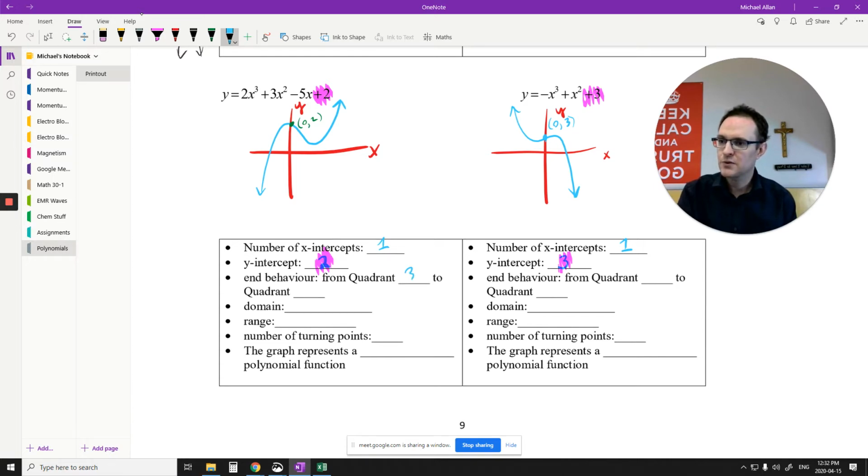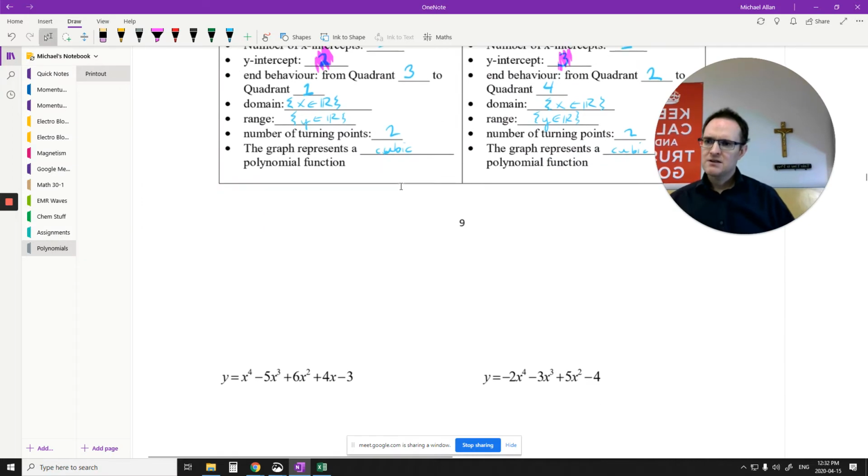This one's going from quadrant 3 up to quadrant 1. And this is going from quadrant 2 down to quadrant 4. I got a nice little domain here, x is an element of the reals. The graph goes up forever, down forever, with no holes in between, so those are going to be y is an element of the reals. So pretty much the only ones I have to worry about my range so far are quadratic graphs. Turning points, 1, 2, 1, 2. Yeah, so 2 turning points each. And these are cubic graphs. Okay, so that's as far as we go.